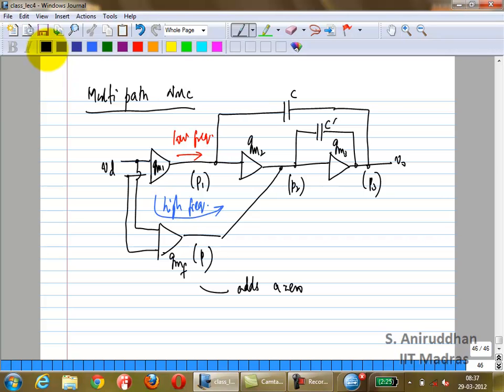So this is the multipath nested Miller. Similarly, you can actually do this too: instead of doing GMF across the first two stages, you can do it across the second and third stages.